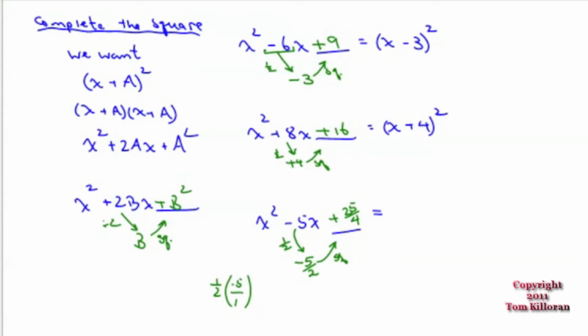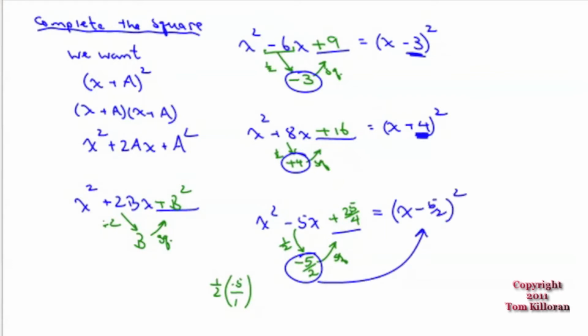Well, there's a little clue here. This number here is negative 3. This number here is also negative 3. This number here is positive 4. This number here is positive 4. So when I get here, I'm going to go x and just dump that right in here. Negative 5 halves squared. I don't even have to think about it. It's a pattern that gets evolved.